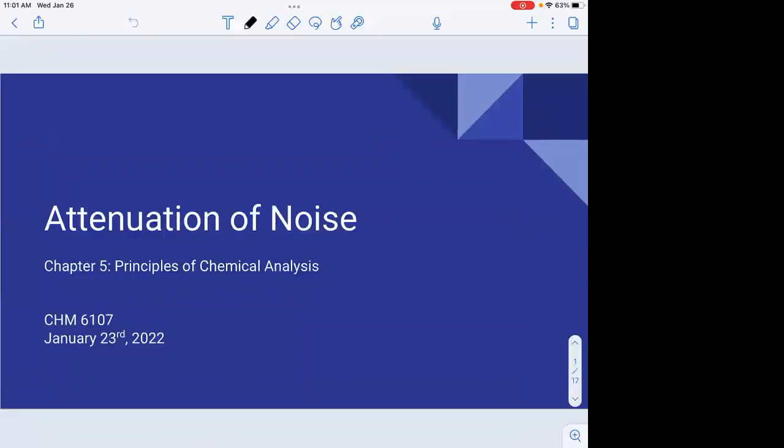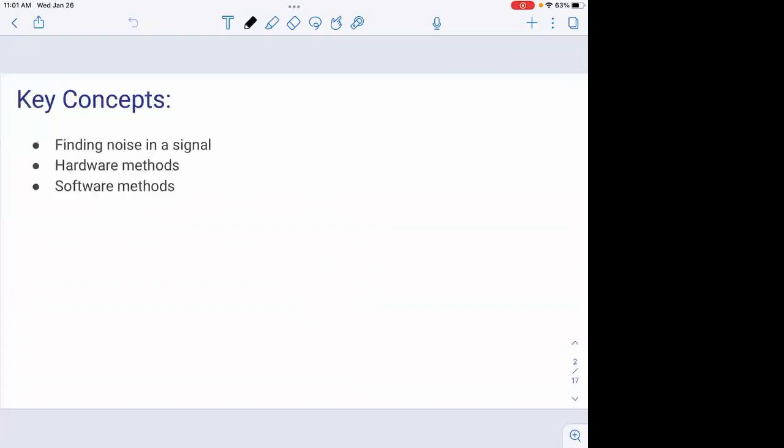In this video, we're thinking about the attenuation of noise in chemical measurements using instruments to acquire those measurements. A couple of concepts that we're going to cover today include finding noise in signal, hardware methods for noise attenuation, and also software methods for noise attenuation. Hardware methods, of course, are applied as you're taking those measurements, and software methods are post hoc modulation of data.